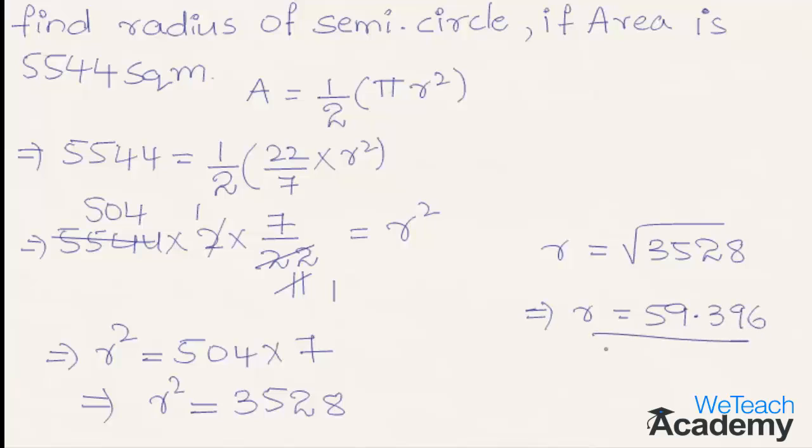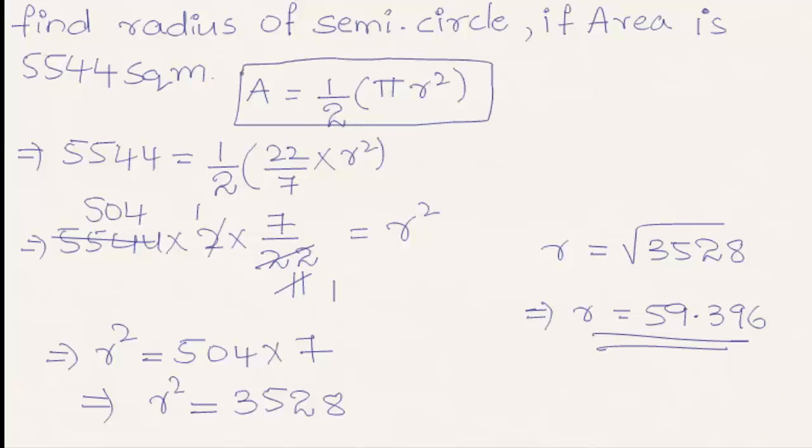And at last we can conclude this by saying area of semicircle is given by the formula 1 by 2 into pi r square, that is half of area of circle.